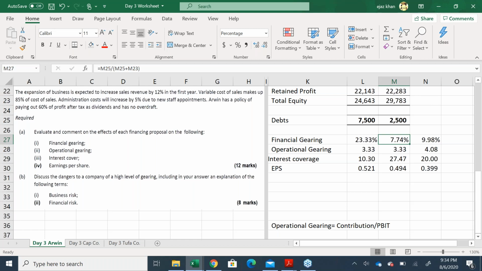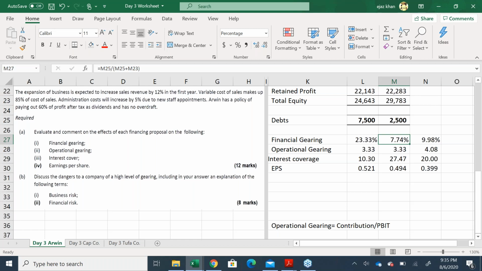Last, the earnings per share. If the company chooses equity finance, its earnings per share will increase from $0.399 to $0.494. But if it chooses to go for debt finance, it can increase up to 0.521, which is very good.